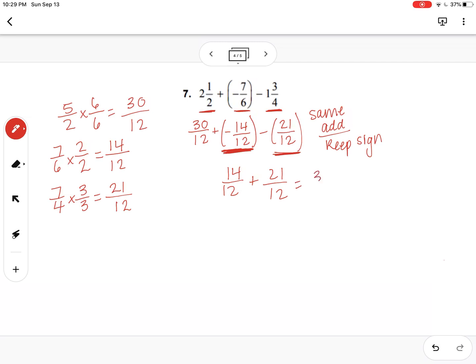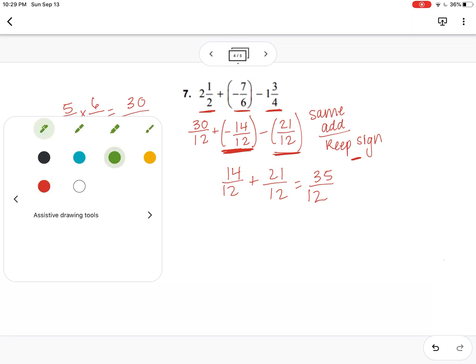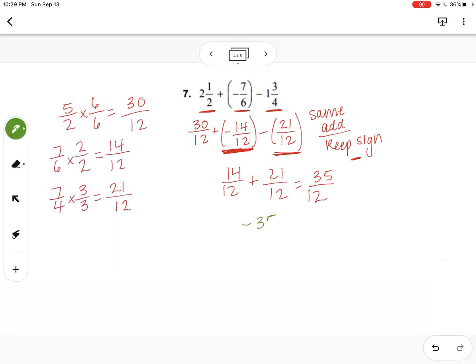And I'm going to get a total of 14 plus 21, which is going to give me 35 over, I keep wanting to do that, 12. Sorry, I keep wanting to write 21. So 35 over 12 is what I'm going to be left with. And then, remember that's negative because I was going to keep that sign there. So I'm going to put this in a different color now. I have negative 35 over 12, and I'm going to bring down that other value I had, which was 30 over 12. And then remember, plus a negative, or I could have just left it as minus. They are the same thing.